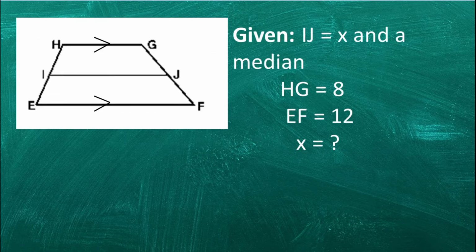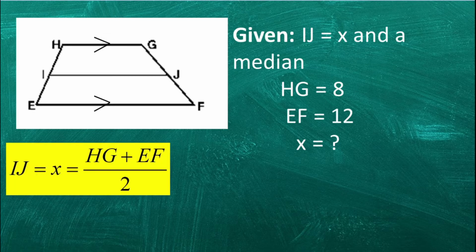So we are given that IJ is equal to x and it's the median. So HJ is 8 and EF is 12. We are asked to find the value of x, which is the length of the median IJ. Since it's the median, by theorem 1, to find the value of x is just to add the bases of the trapezoid, the HJ and EF, and after we get the sum, then we will divide it by 2.